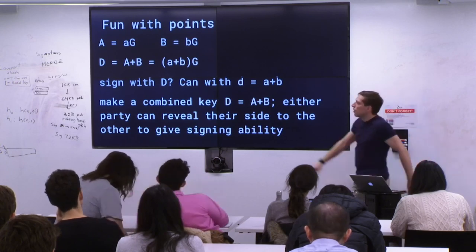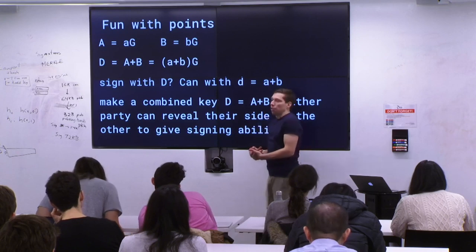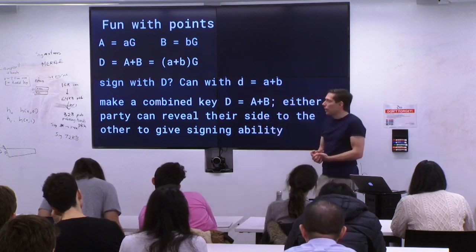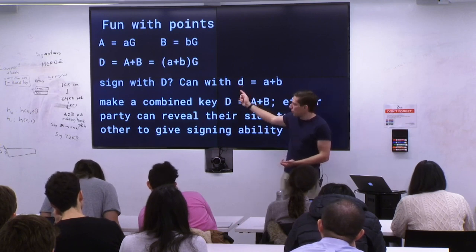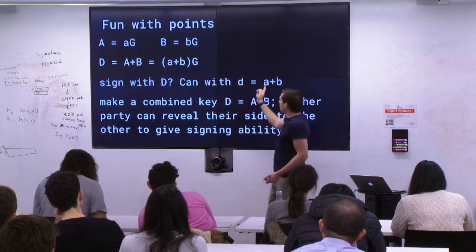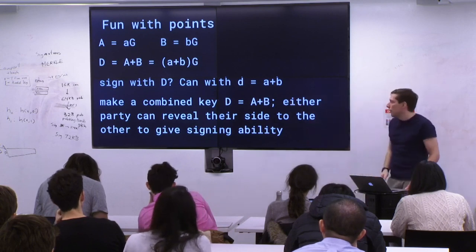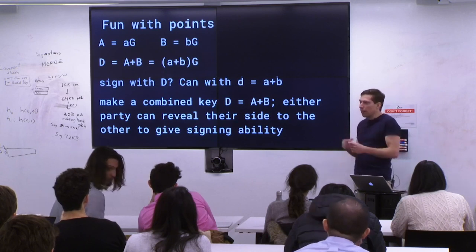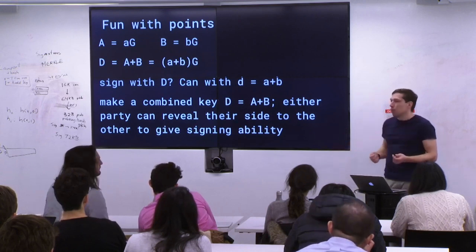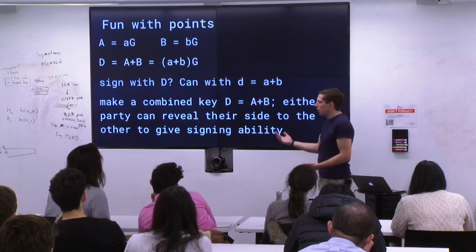So what if I compute this public key D, and I say I want a signature from public key D? You can. The private key, little d, which can sign for this, is just little a plus little b. So you can make a combined key, and then either party, Alice has a, Bob has little b, could reveal it to each other and allow the other person to make a signature with D later.